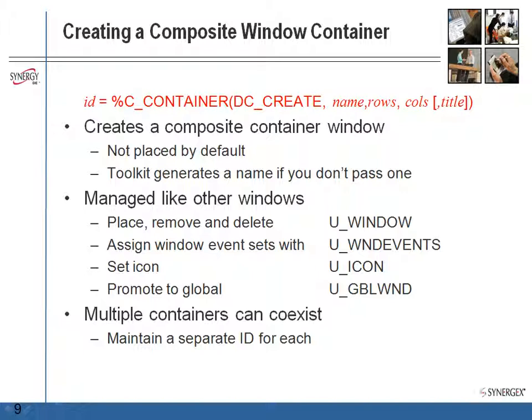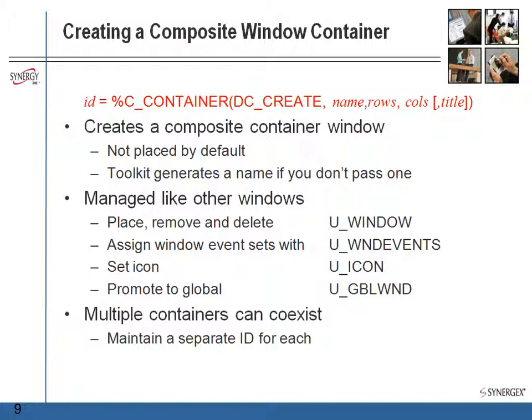Here's how we create a new container. As you can see, we provide a name for the container, or if we pass a blank name, UI Toolkit will generate a unique name for us, and we specify the height and width of the window in rows and columns. We can also optionally specify a title for the container window itself. By default, container windows are not placed when they're created.